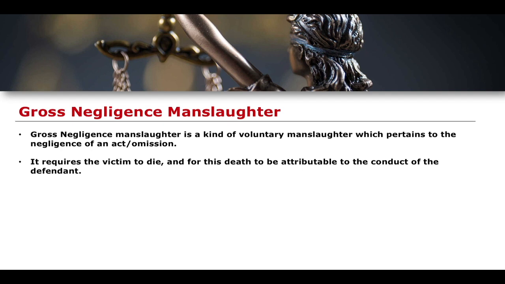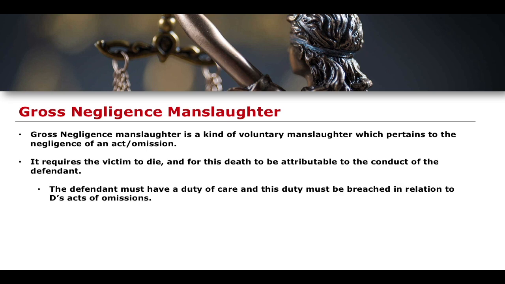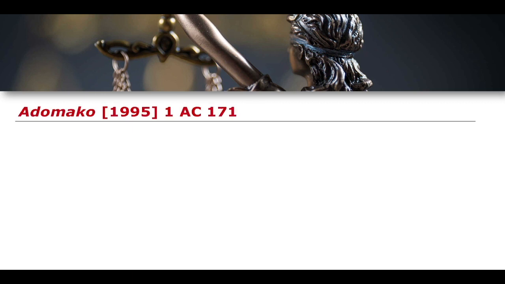What it requires for somebody to be shown to have committed gross negligence manslaughter is, firstly, for a homicide to take place, so there has to be the death of a victim, and for this death to be attributable to the conduct of the defendant. The defendant must have a duty of care towards that victim, in essentially keeping that victim alive. Again, making some comparisons with the concept of negligence within the law of tort. And in addition, assuming that you can establish a duty of care, that duty must have been breached in relation to the defendant's acts or the defendant's omissions.